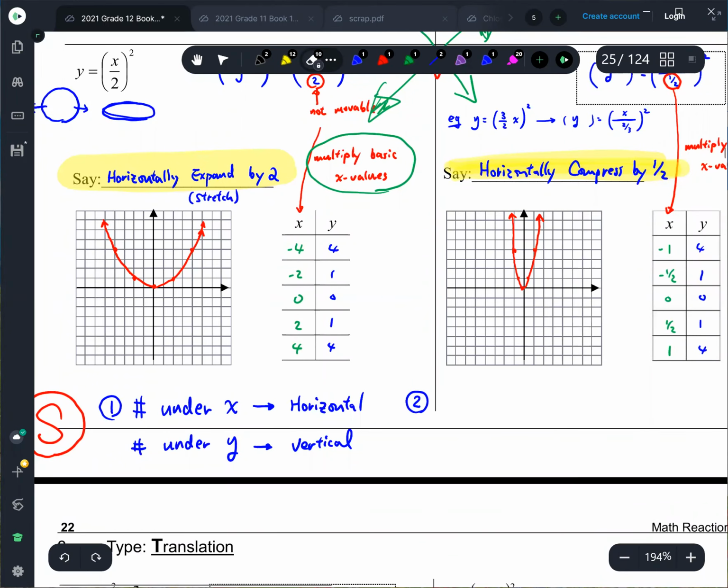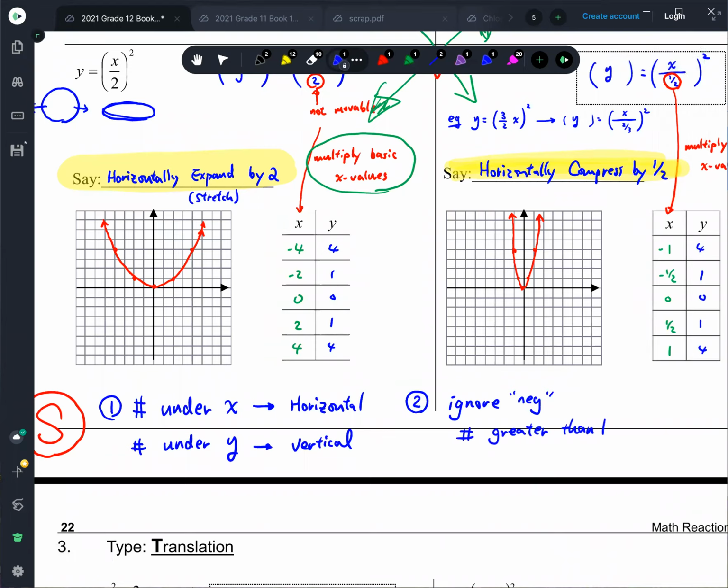Okay, so first of all, you have to ignore the negative sign because negative controls reflection. Okay, and if the number that's under the x is bigger, greater than 1, okay, that's the rule in words, so you guys don't get confused. If the number greater than 1, the number we are referring to is the number under the variable. If the number is greater than 1, it will expand.